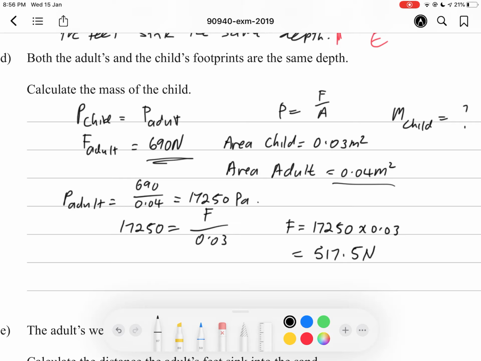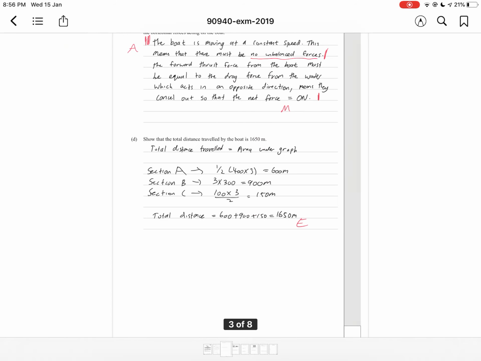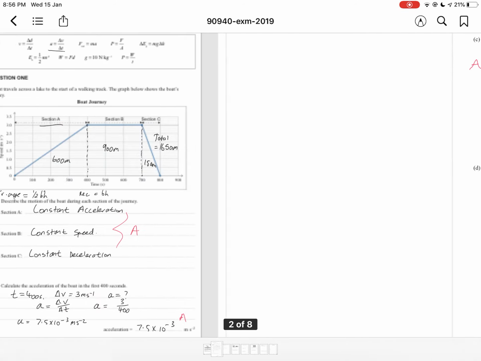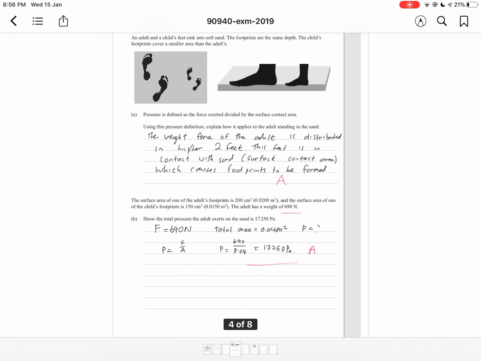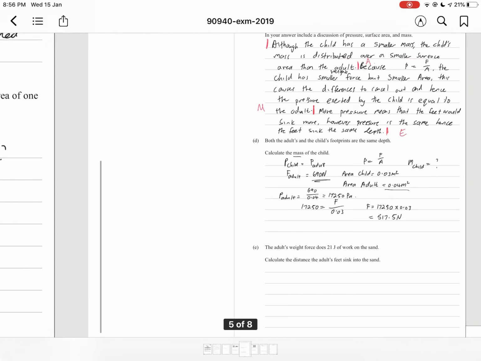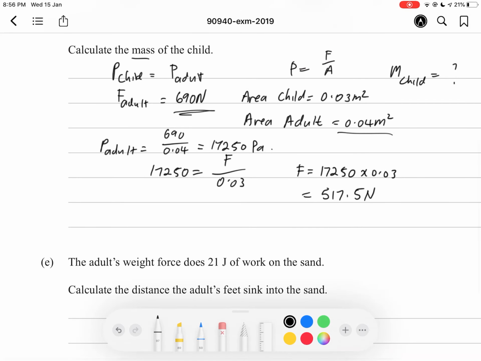And that equals 517.5 newtons. However, we're not quite done because the question asks for the mass of the child, which means we have to convert this to kilograms. So we know that the acceleration of gravity towards the Earth is 10. Is it 10 in level 1? I can't remember. It's 10. Yeah, gravity is 10. So therefore, we can find the mass of the child. 517.5 divided by 10 is equal to 51.75 kilograms. And that would be your final answer for this question.